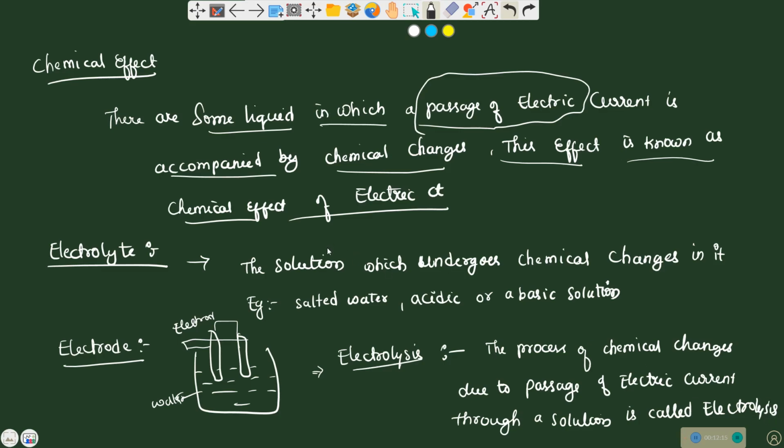So, I think you have understood what is electrolyte, what is electrode, what is electrolysis. What is electrolyte? Solution which undergoes chemical changes. What is electrode? Electrodes are two conductor plates which are immersed in a liquid or a solution. These electrodes are immersed into electrolyte. What is electrolysis? Process of these things. Okay, electrodes plus electrolyte is nothing but electrolysis. Simply. Okay.